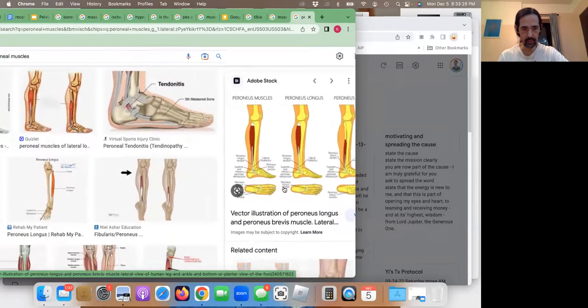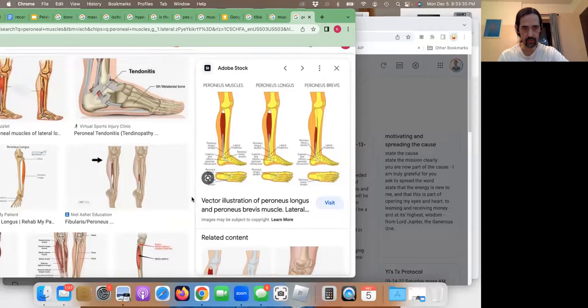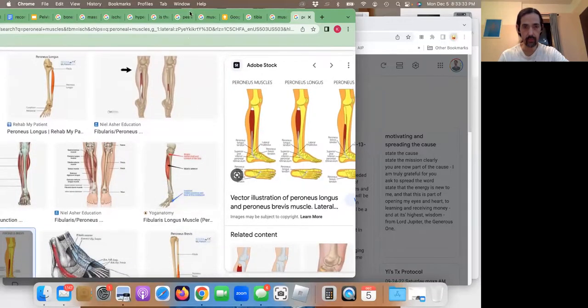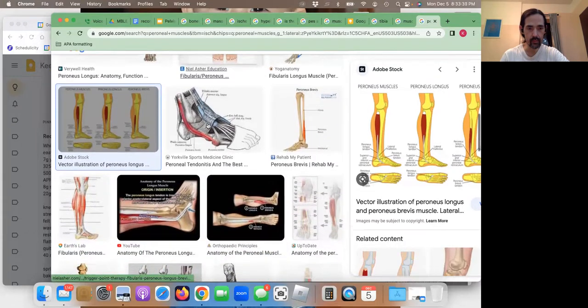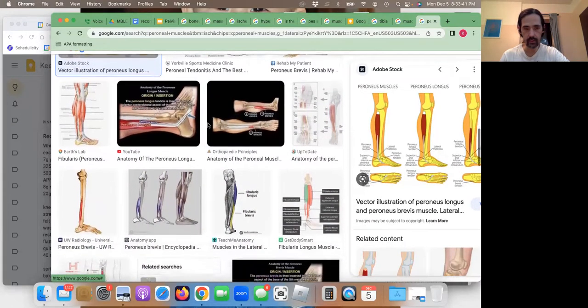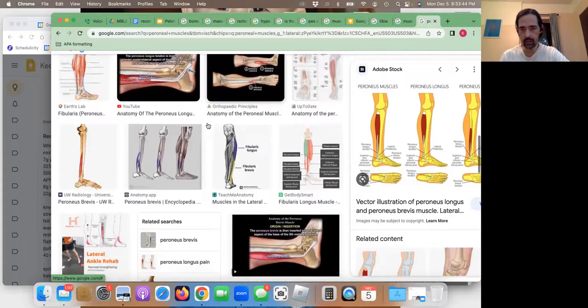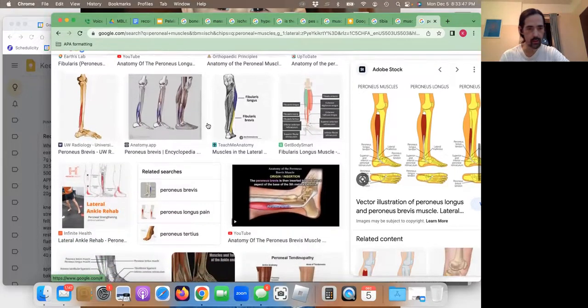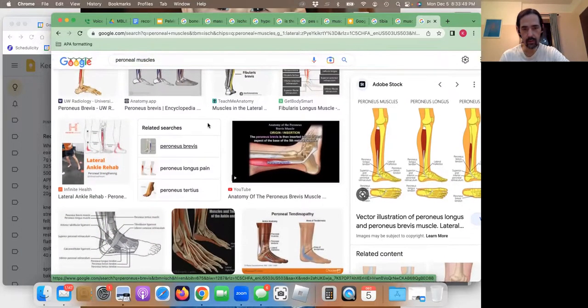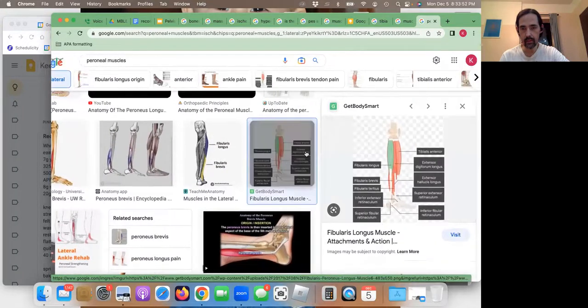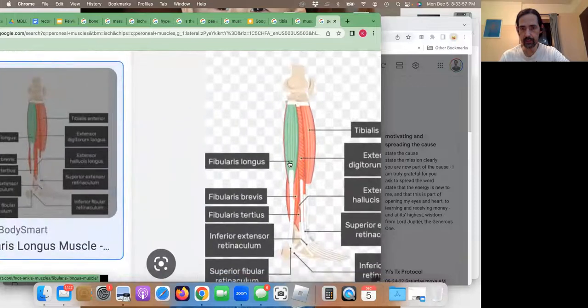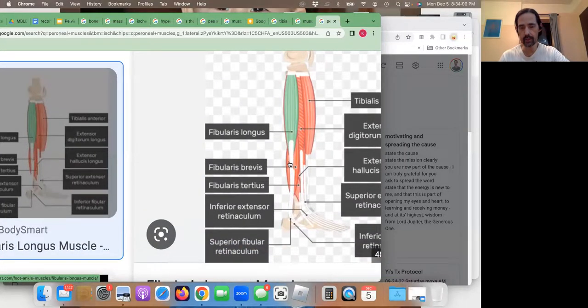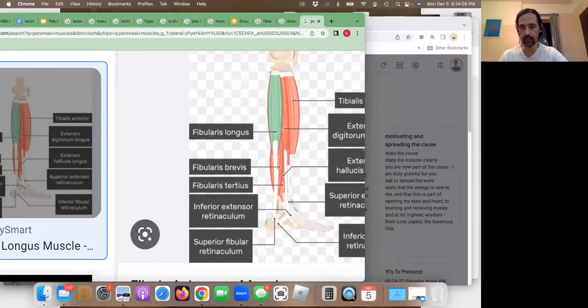Let me look at a couple more. There's three peroneal muscles. Sorry, that looks like the three peroneals drawn there, but it's not. They're definitely going to ask you about this for sure. Oh, I see. I've got my terminology incorrect. I need to clarify my terminology.